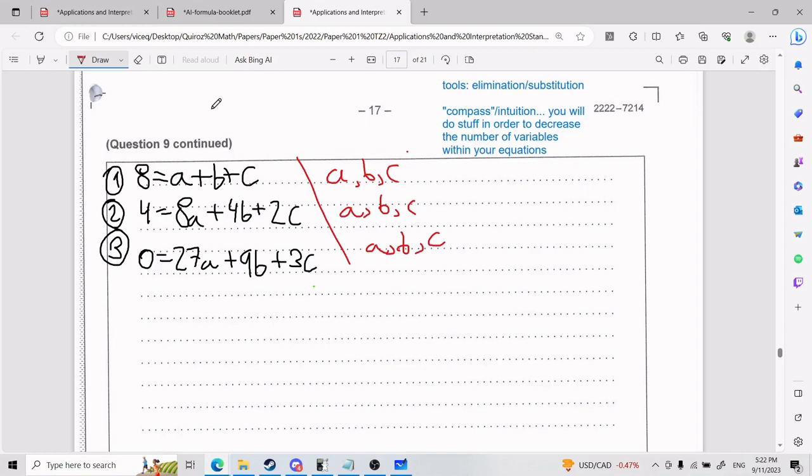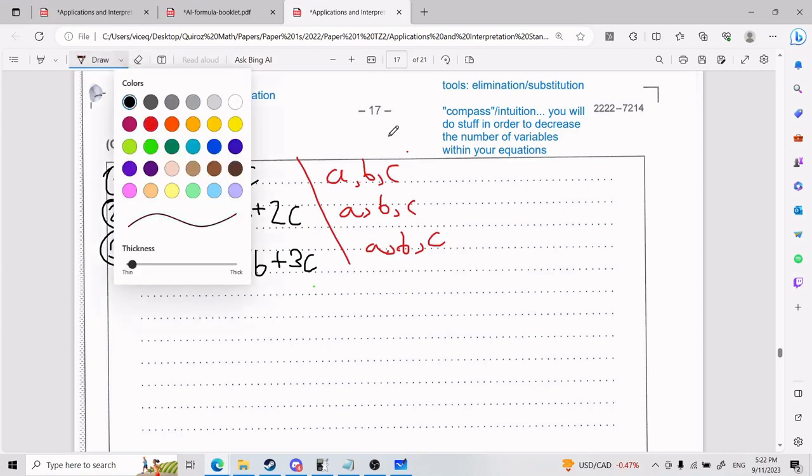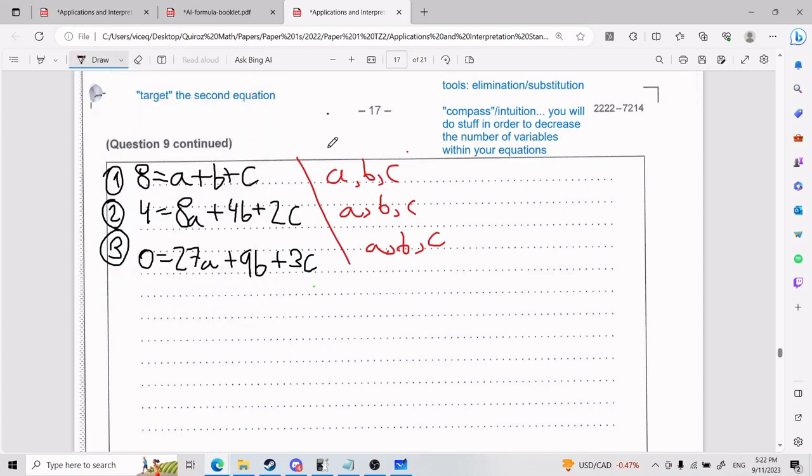And because it's easy to get lost, a way that I'm going to suggest for solving this is that you want to target the second equation. It's going to make more sense what I mean by targeting the second equation. Again, this is just my way of approaching these problems. You've probably got your own. Do what works best for you.